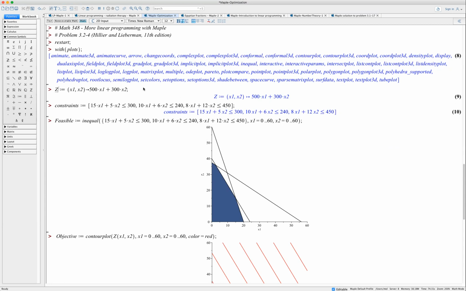So in this problem, there's an objective function. It's z, and z of x1, x2 is a function of two variables. It's 500x1 plus 300x2. So this in Maple is the syntax for defining a function of two variables.